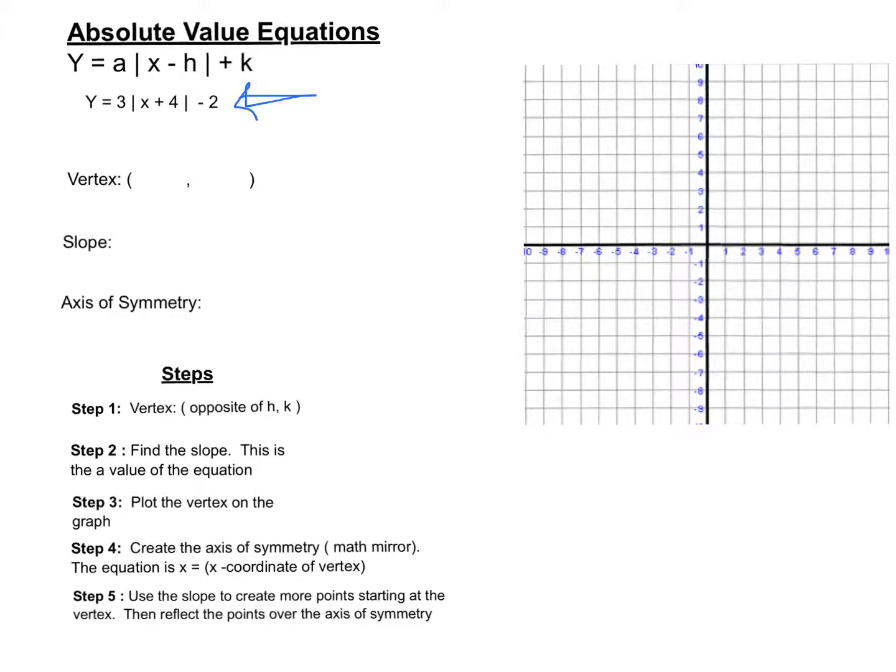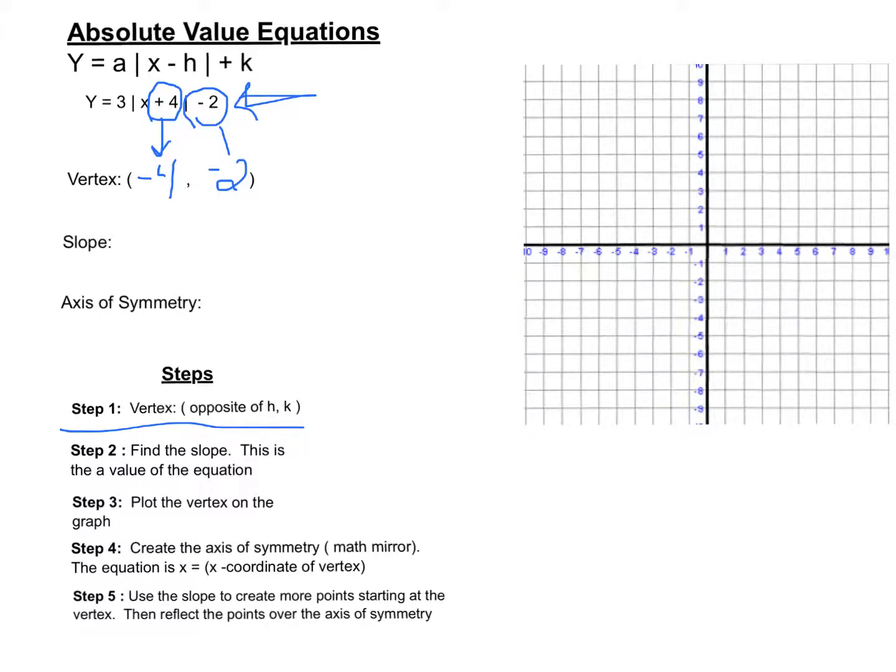This guy right here. So y equals 3 absolute value of x plus 4 minus 2. So step 1 says to find the vertex. So we are going to grab the opposite sign of this guy with that guy, and we're just going to fill it in. So the opposite of positive 4 would be negative 4. And we're just going to grab the minus 2 and put it in here.